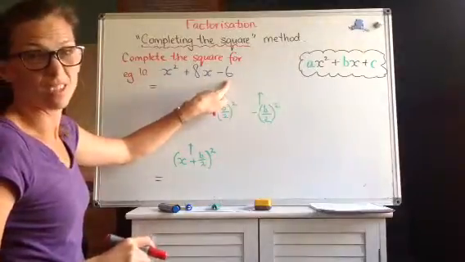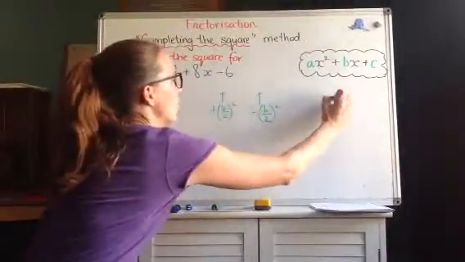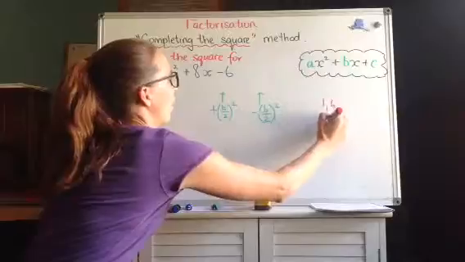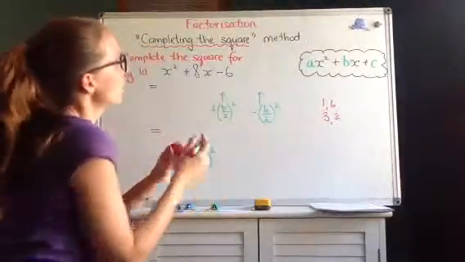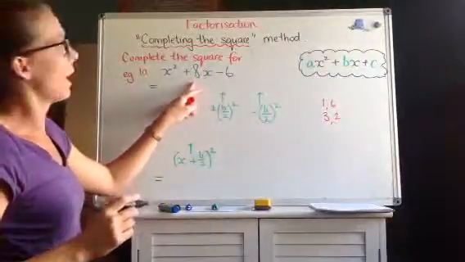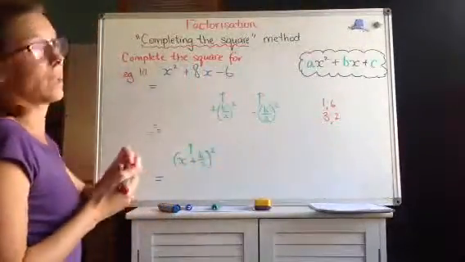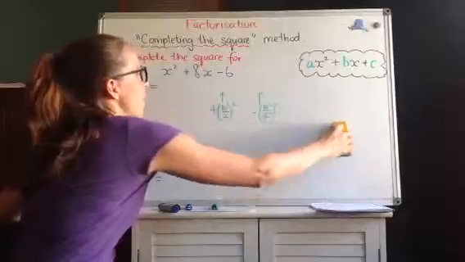The factors of 6 are 1 and 6, or 3 and 2, and if I've got a negative, one of those things is going to be negative. There's no way that 1 and 6 is going to make 8x, or 3 and 2 is going to make 8x. So I'm going to use complete the square.